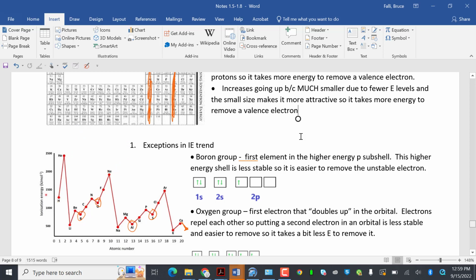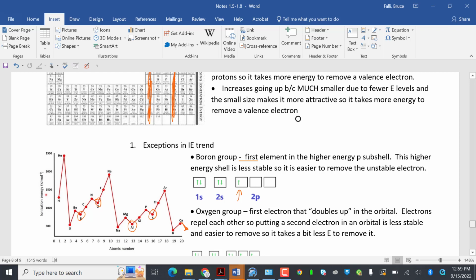So the boron group is the first element in the higher energy p subshell. So this is the electron that I'm adding, and this is much higher energy. Remember when we looked at the PES? It's higher energy. That means it's less stable. And if it's less stable, it's easier to remove. So if you ever played Jenga, the easiest one to remove is the least stable one. If you're stable, you're being held in place.